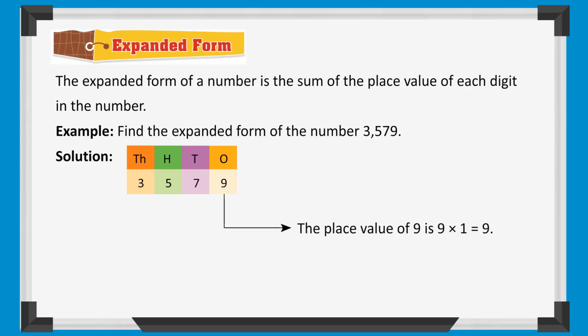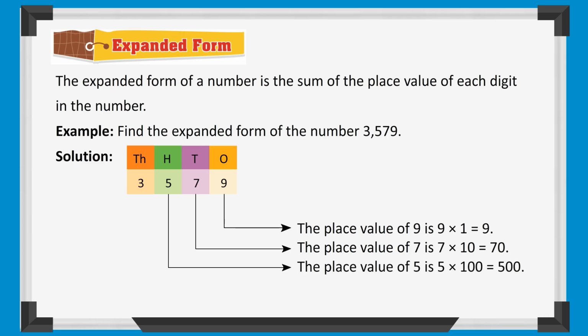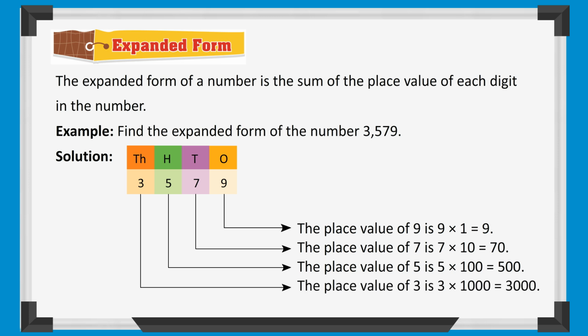3579. The place value of 9 is 9 times 1 equals 9. The place value of 7 is 7 times 10 equals 70. The place value of 5 is 5 times 100 equals 500. The place value of 3 is 3 times 1000 equals 3000.